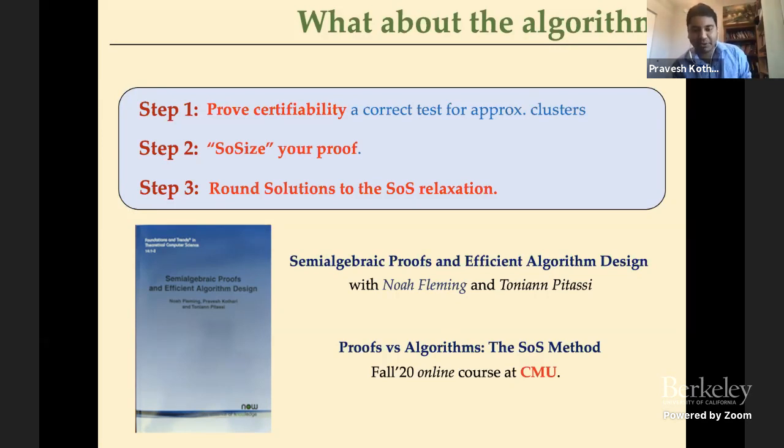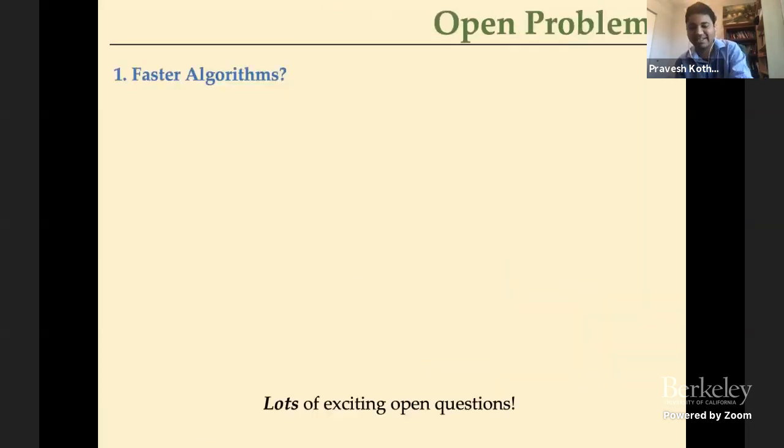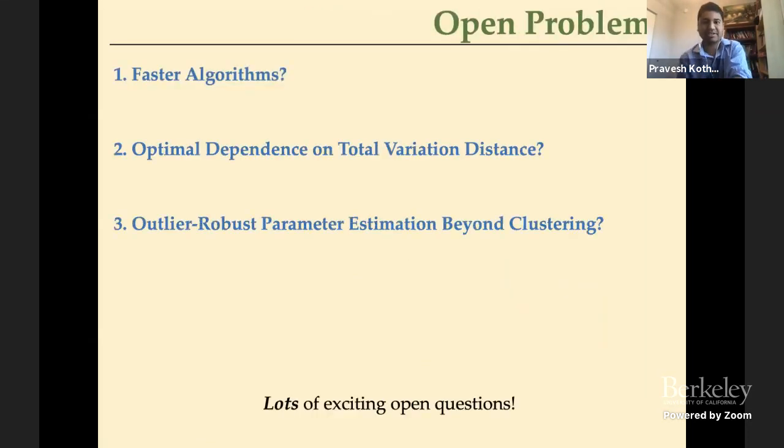We wrote this monograph last year, which you can check out. There, in fact, we include an exposition for the spherical mixture case. And if you're interested in learning more about this method in detail, then I'm actually teaching a class right now, fall 20, and it's completely online, and you can ask me for a Zoom link to it. Good. All right, that's all I want to say. There are cool open questions, which I will leave on the slide.